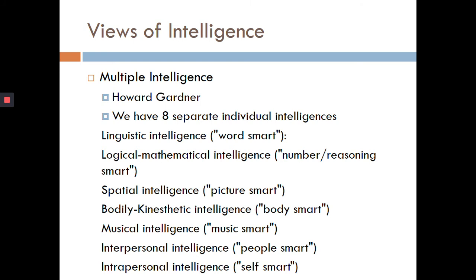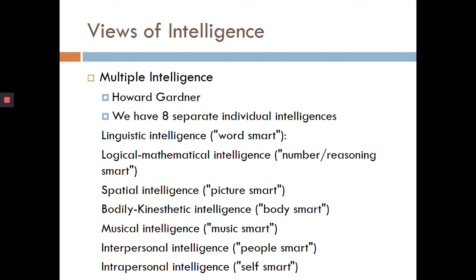All right, then we have multiple intelligences, which was developed by Howard Gardner. And he basically felt that you have 8 separate individual intelligences. Okay, so you have linguistic intelligence, which is just like being word smart. Logical mathematical intelligence, where you're really good with numbers and reasoning. There's spatial intelligence, so like picture smart. Bodily kinesthetic. You have musically smart. Intrapersonal.